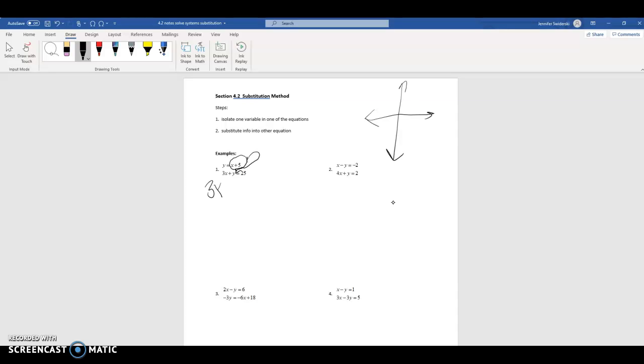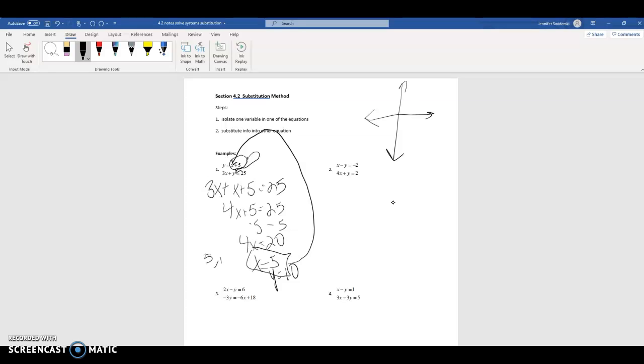So I get 3x plus, no longer y, it's going to be x plus 5 equals 25. I'm going to solve. I get 4x plus 5 is 25. Subtract my 5 on both sides, so I get 4x is 20, which means x is 5. Great. Now I need to plug that back into the original equation to get my y. Well, I know 5 plus 5 is 10, so my y is 10. So you're going to write your solution, just like graphing, as an ordered pair. 5, 10.